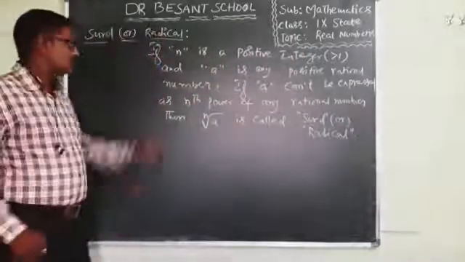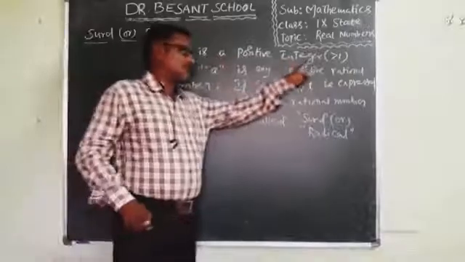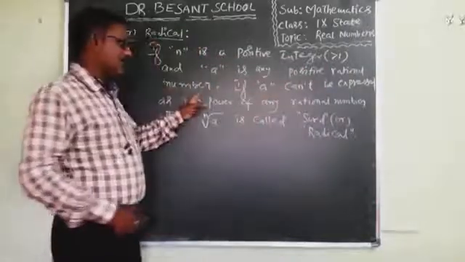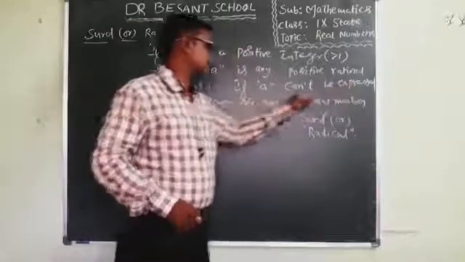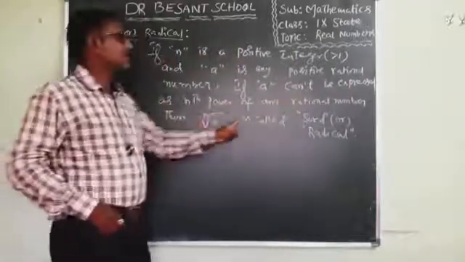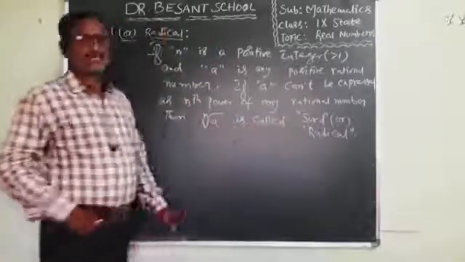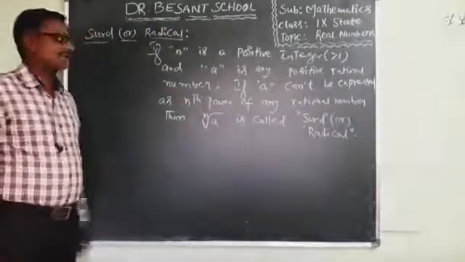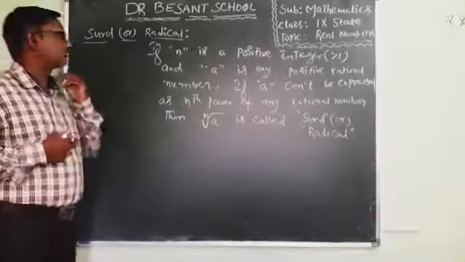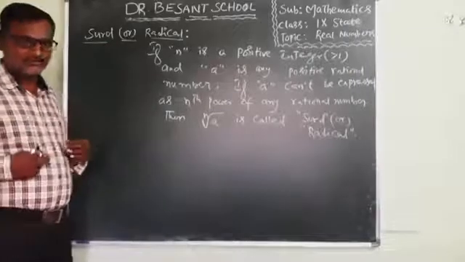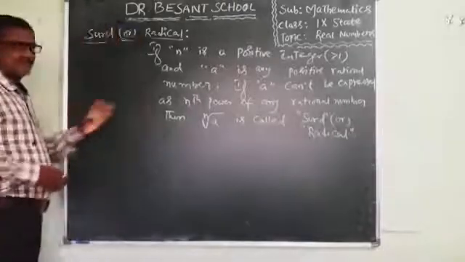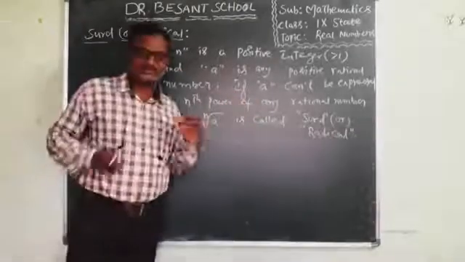Once again, observe: if n is a positive integer greater than 1 and a is any positive rational number, and if a cannot be expressed as the nth power of any rational number, then the nth root of a is called a surd or radical. So this is the pure definition of surd or radical. Let me explain it with an example, otherwise you cannot understand what a surd or radical is from the definition alone.